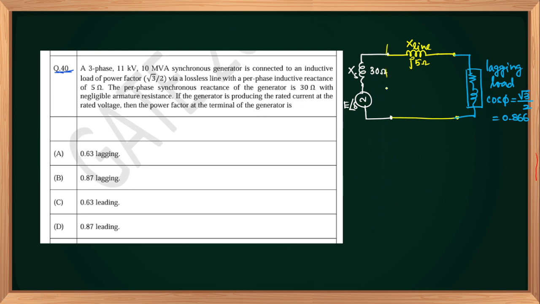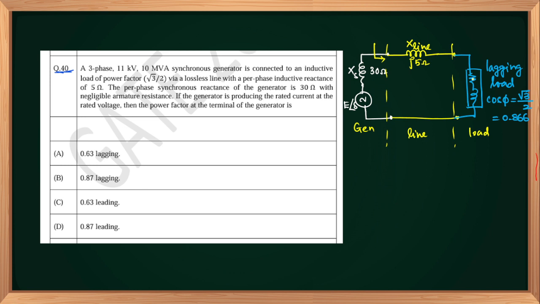So this is the generator. He is asking the power factor at the terminals of the generator. So you need to find out from here. If you see from the generator, what will be the power factor? So this generator is connected to the load of 0.866 lagging power factor through a lossless line, because we do not have a resistance. This load power factor is already given as 0.866.